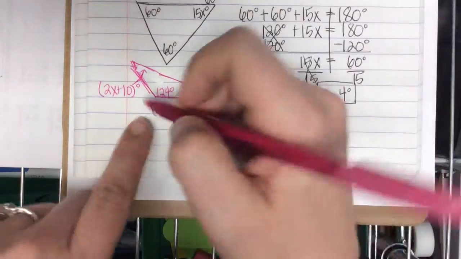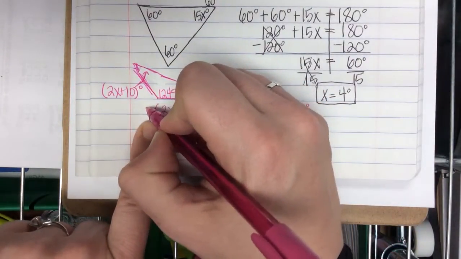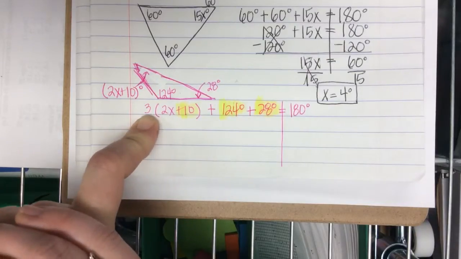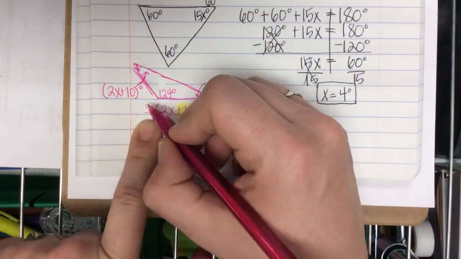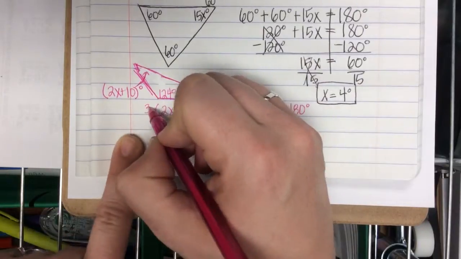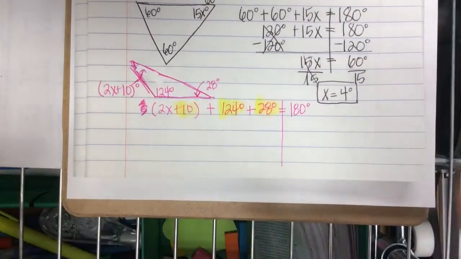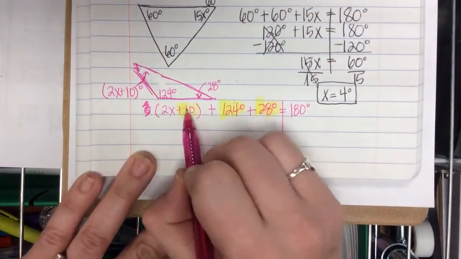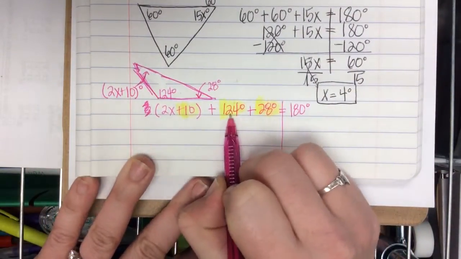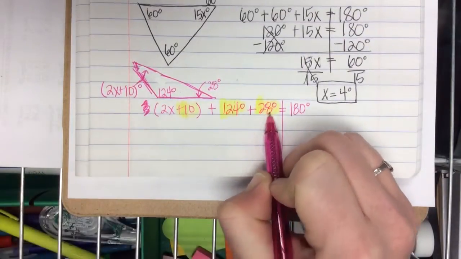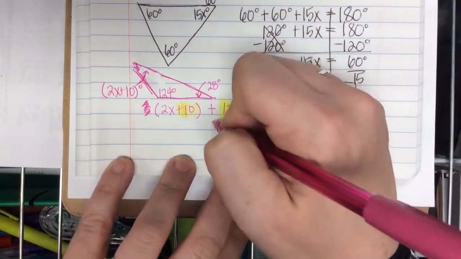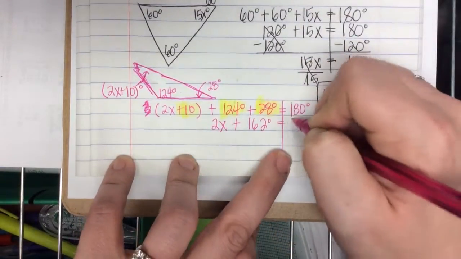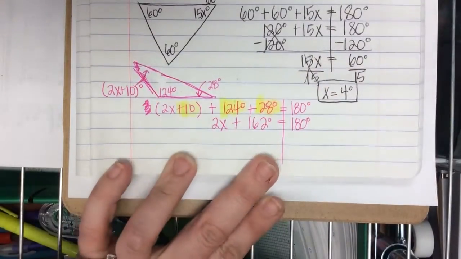What if there was a number outside of here, like the number, don't write this on your paper, but what if there was a number 3? What would you do? The first thing you'd do is distribute. There's not, so we don't have to worry about it. But if there was, you'd have to distribute first. Then you could start combining like terms. So what's 10 plus 124 plus 28? 162. Plus 162 degrees equals 180 degrees.